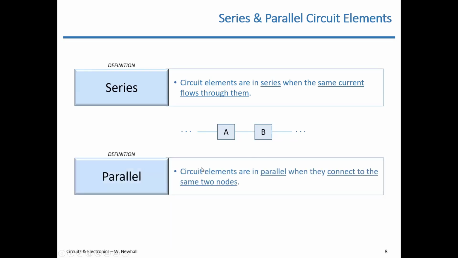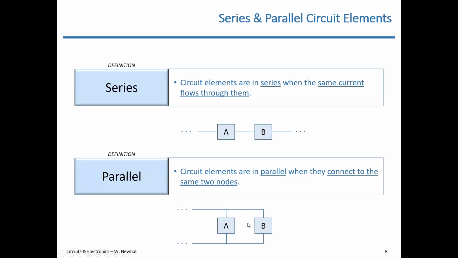So these circuit elements are in series. For parallel, circuit elements are in parallel when they connect to the same two nodes. So if I have two circuit elements A and B that connect to the same two nodes, they're in parallel. Remember, the node is the entire connection. So circle the whole entire wire here at the top. That's one node. Circle the whole entire wire, this connection. That's another node. A and B connect to those same two nodes, and therefore they are in parallel.